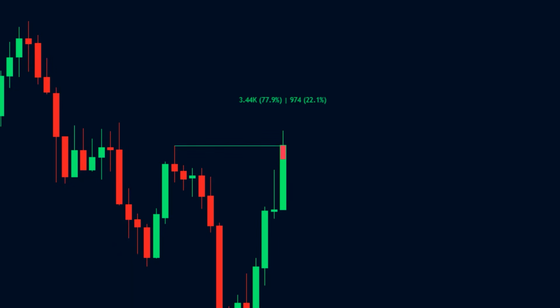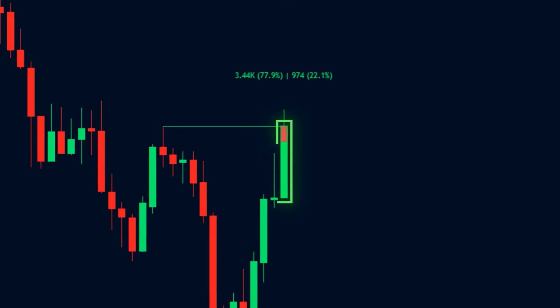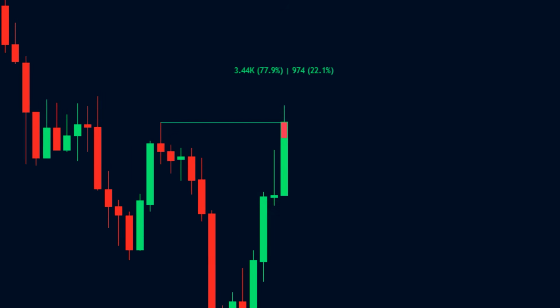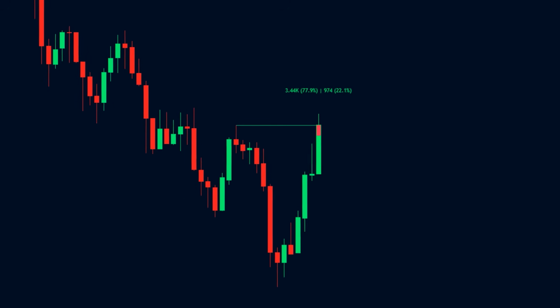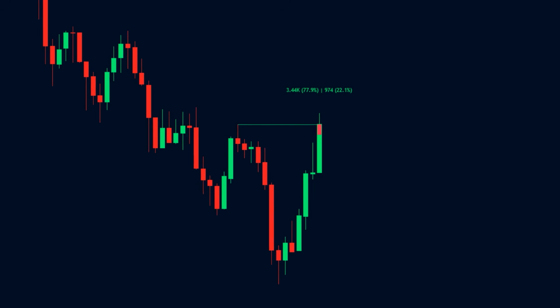Instead of simply seeing a candle breaking resistance, the split body overlay reveals the actual battle between buyers and sellers inside that breakout. In this example, buyers control roughly 77% of the volume inside the breakout candle, while sellers account for only a small portion. That strong bullish dominance tells us the breakout is supported by real buying pressure.